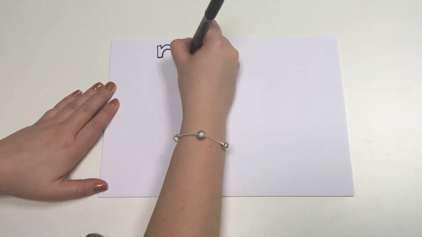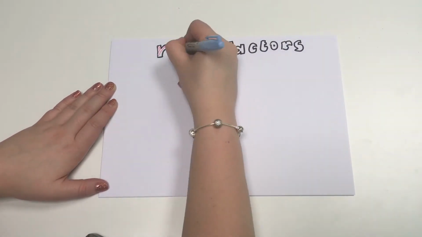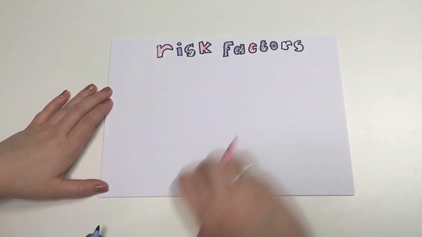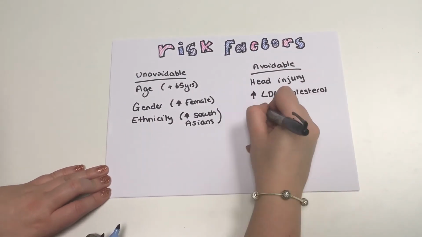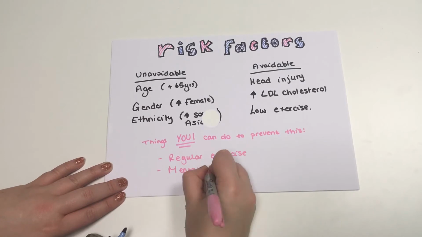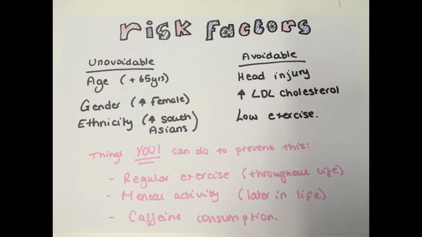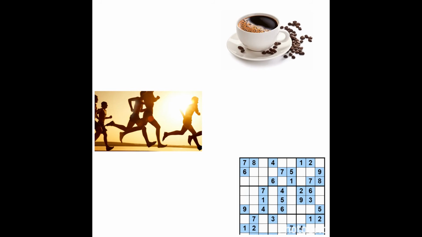Risk factors for Alzheimer's can fall into 2 categories: unavoidable and avoidable. The unavoidable factors are age, there is an increased risk if over 65; gender, there is an increased risk if you are female; and ethnicity, there is an increased risk if you are South Asian. The avoidable are head injuries for boxers and rugby players, increased LDL cholesterol, and low amounts of exercise. Things you can do to prevent Alzheimer's are taking regular exercise, doing mental activities, and caffeine consumption.